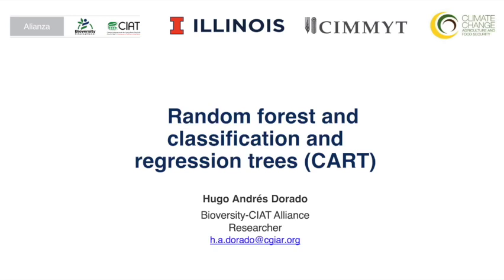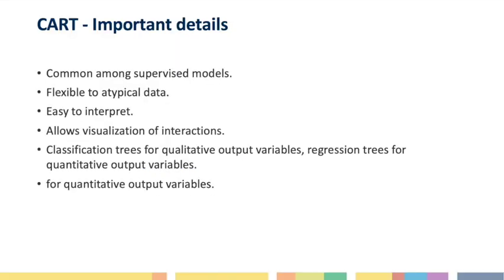I'm a researcher from the Biodiversity Seattle Alliance, and today we're going to talk about two different supervised learning models. One of them is called random forest, and the other one is regression trees, also known as CART. In English, it means classification and regression trees. This material is part of the part related to data mining agriculture developed by Biodiversity SEAT, Illinois CIMMYT, and the CCAPS project.